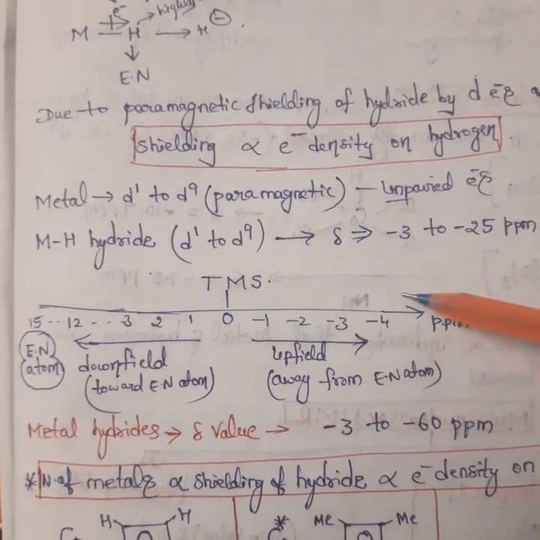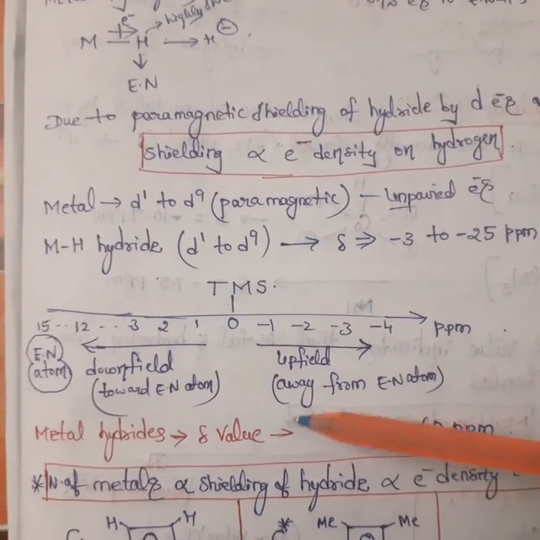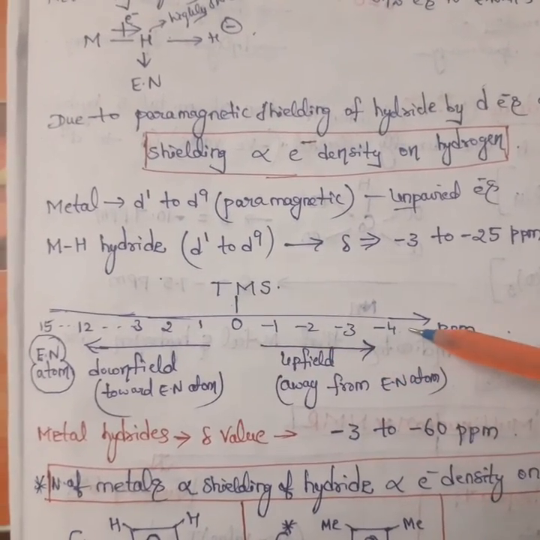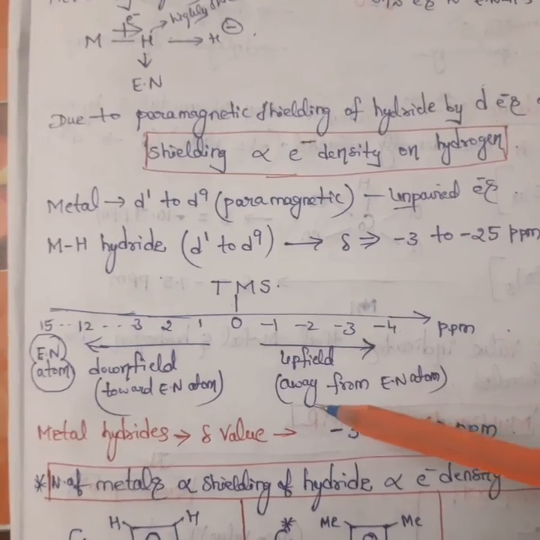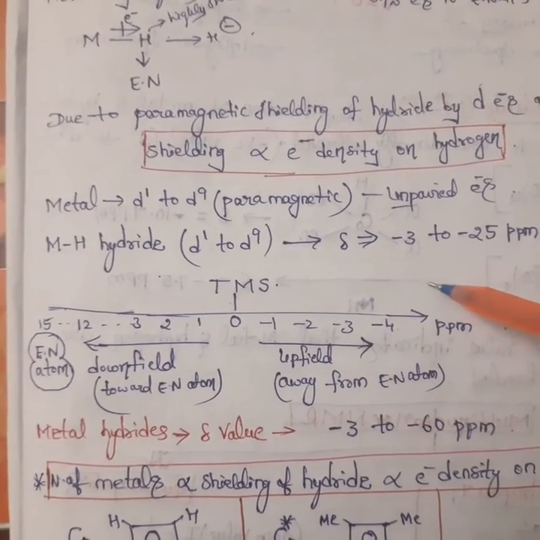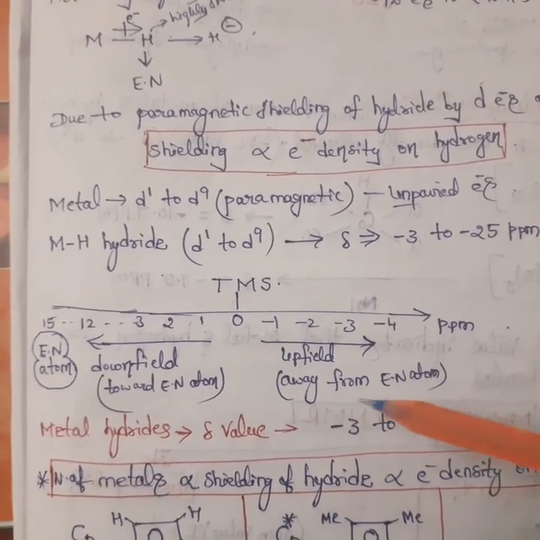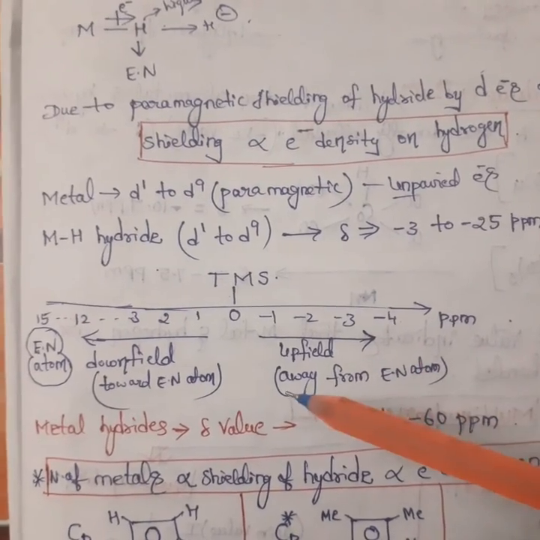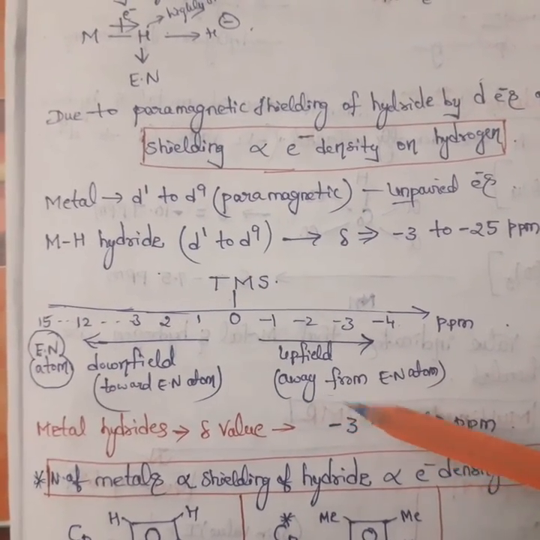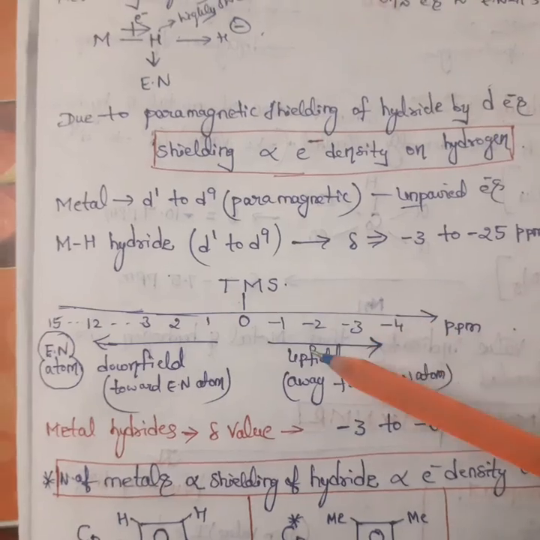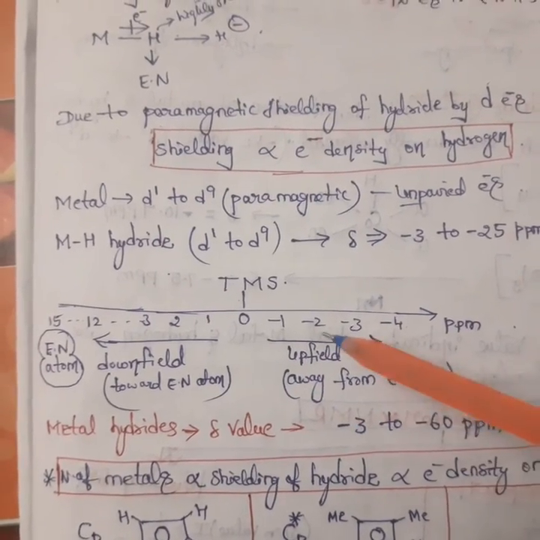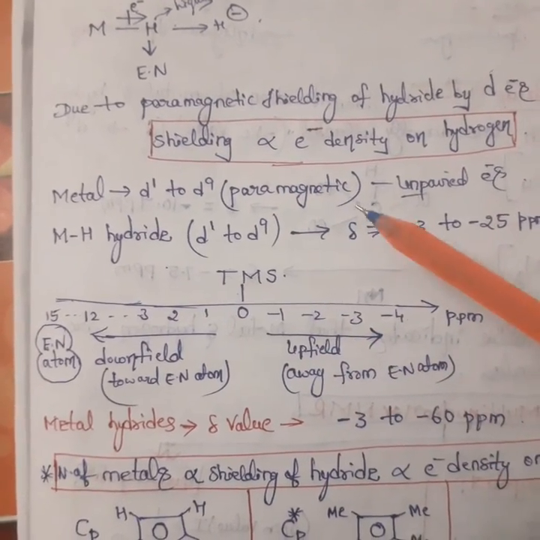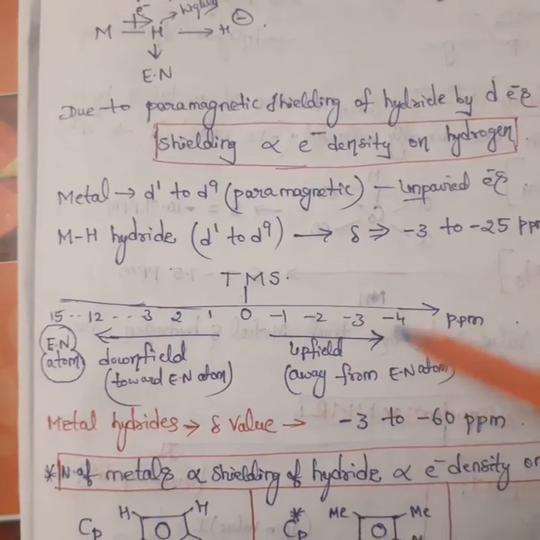Right side means upfield, and these values are away from the electronegative atom. Whenever a particular atom is away from the electronegative atom, here it is upfield. This is the right side.